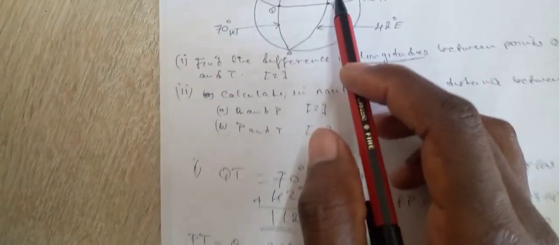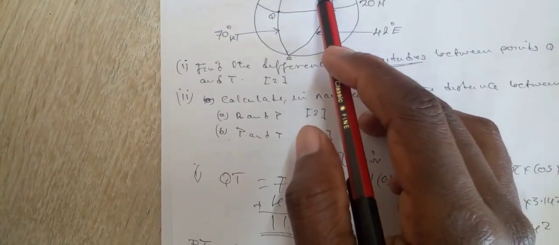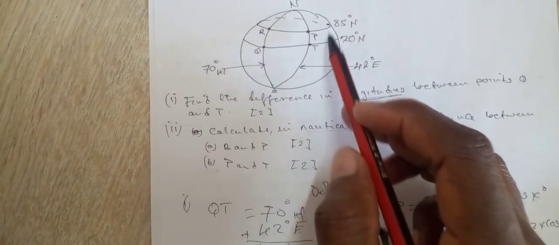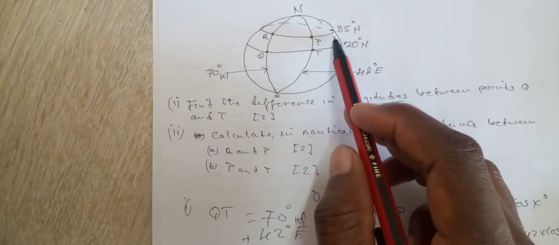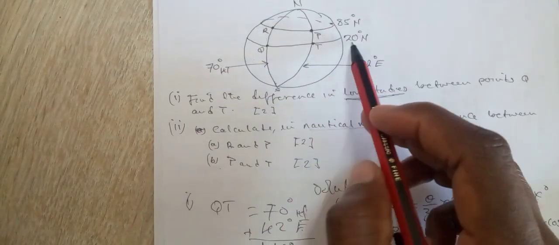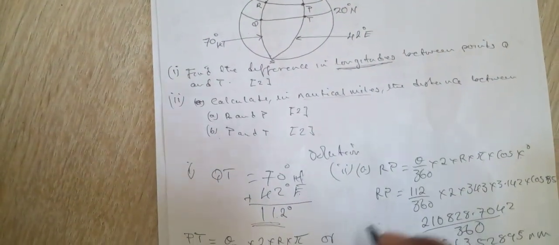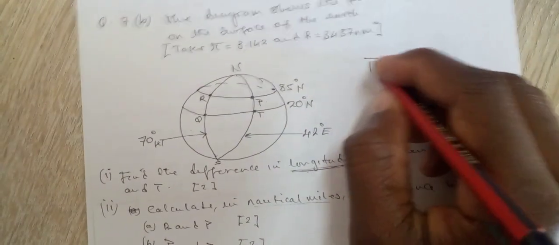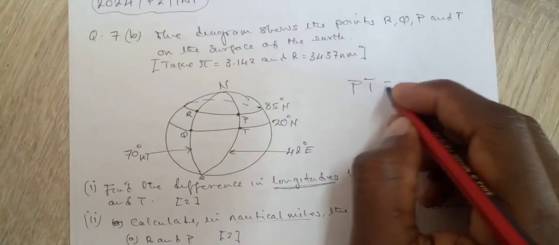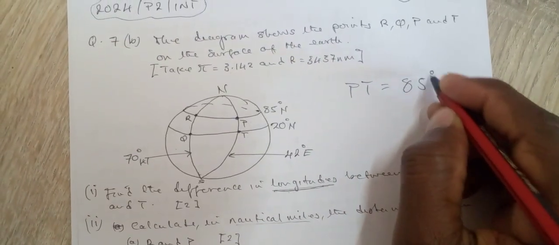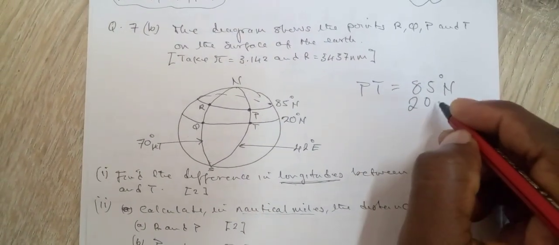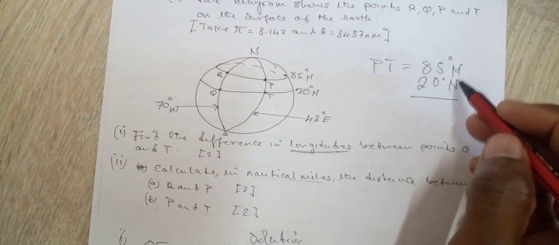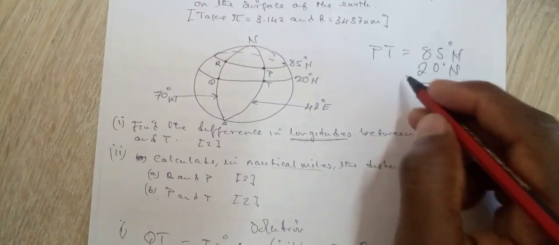What is theta here? This is a distance along the lines of longitude, so we are finding the difference in the latitude. So our theta is the difference between this latitude and this latitude. Now let's find the difference. We want to find PT here. So the difference between PT, we have 85 degrees north and 20 degrees north. Now, if they are in the same hemisphere, you see this one is north, so they are in the same hemisphere, so we just subtract.